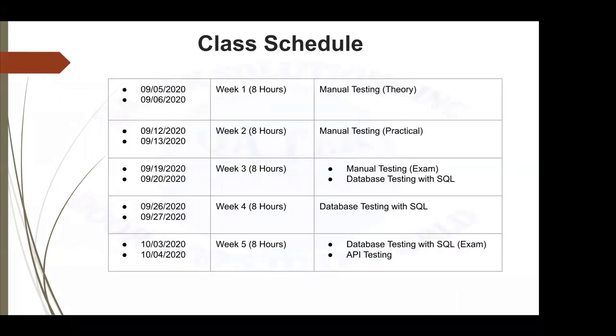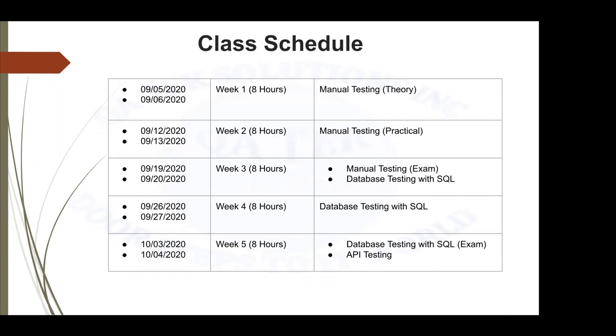All right, so this is the class schedule, just to clarify how we're going to tackle each and every course. Our next batch is starting on September 5th, and it's a 3-month course. As you see, week one is going to be manual testing, week two is also manual testing, week three is manual testing. It's a breakdown of what kind of subject we're going to teach every week.